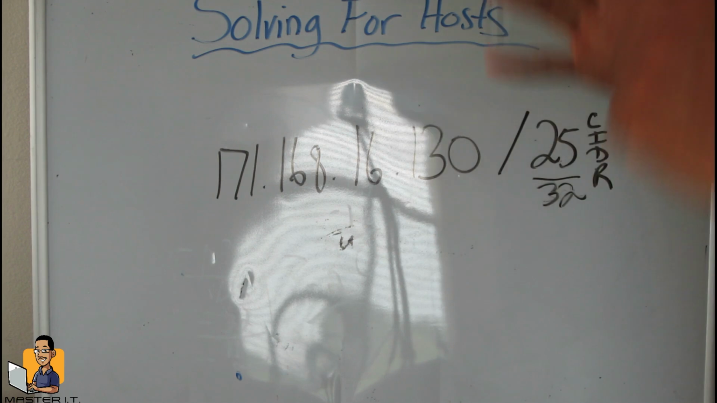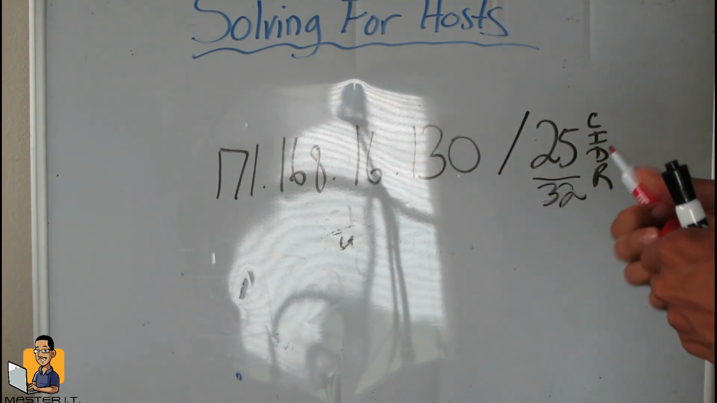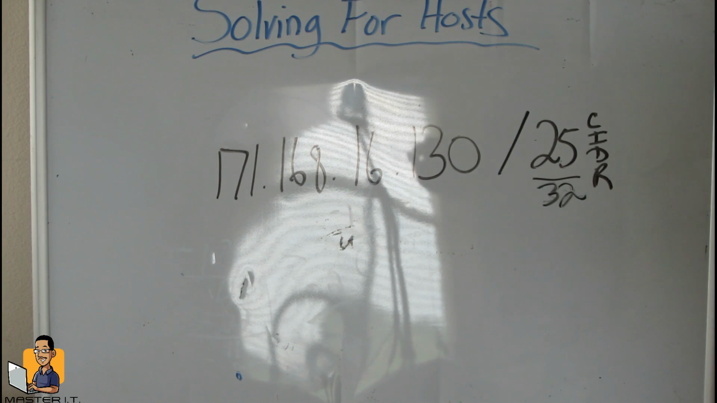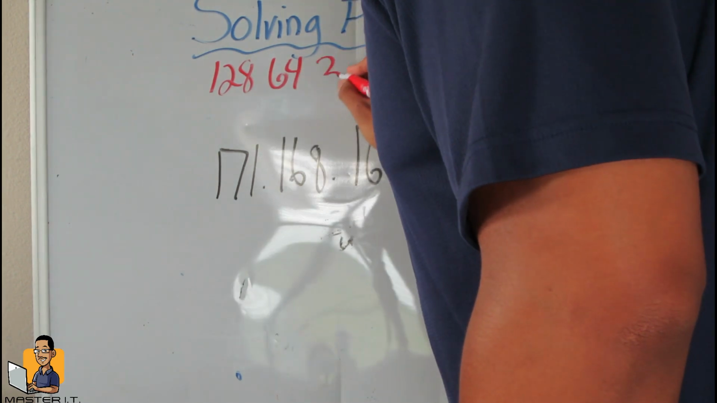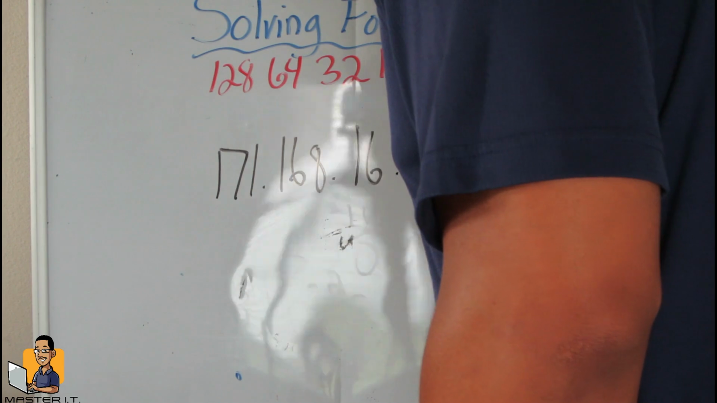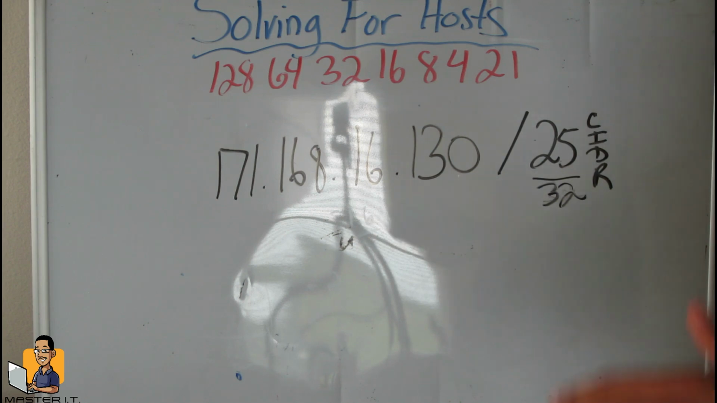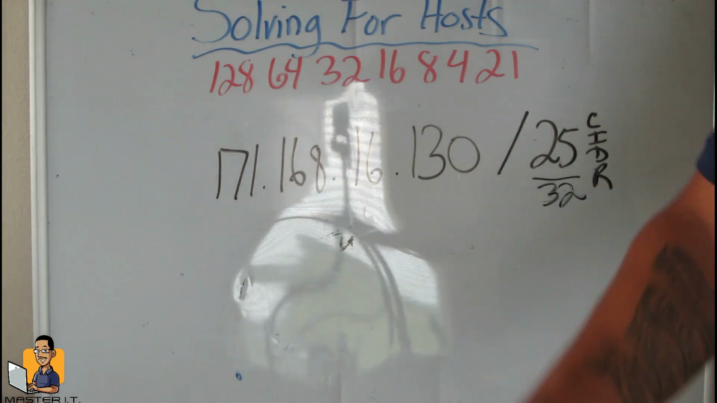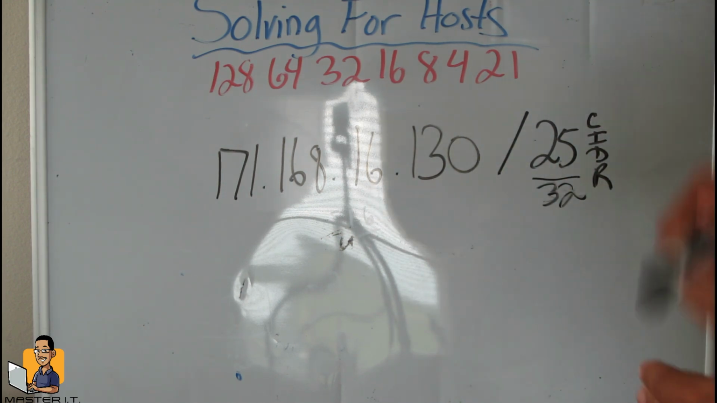So, as always, what is our first step? Perfect. Our first step is always to write out the bit values. And what were the bit values again? Perfect. 128, 64, 32, 16, 8, 4, 2, and 1. Those are the bit values. Those never change. And this is going to help us tremendously. I'm going to give you guys a quick little hack, a quick little cheat code to show you how to solve for hosts very quickly if we're in the last octet.